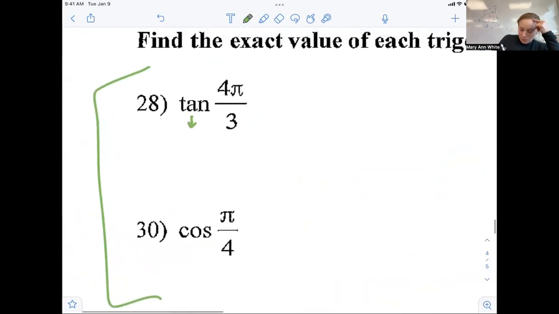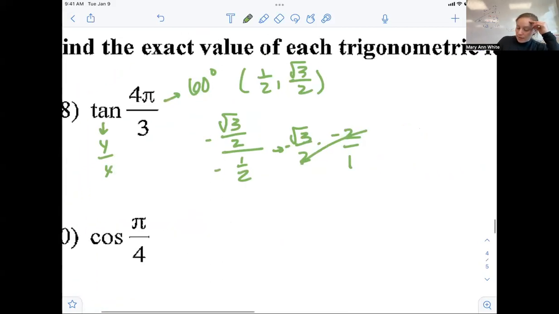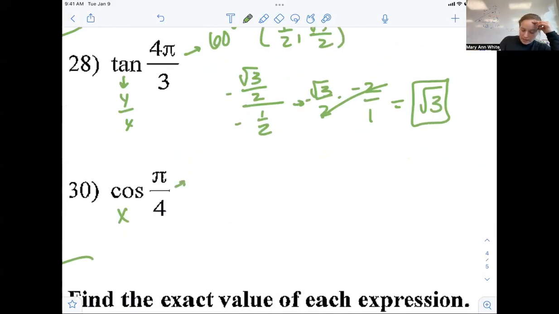All right, tangent is y over x. 4 pi over 3 is a 60-degree angle, which we know is (1/2, root 3 over 2). So I'm going to do root 3 over 2 divided by 1/2. 4 pi over 3 is in the third quadrant, which would mean both of those are negative, which means my whole answer will be positive. And even though we just did it, I'll do this again. I'll multiply it through, but the difference is negative times a negative will lead to a positive. So positive root 3.